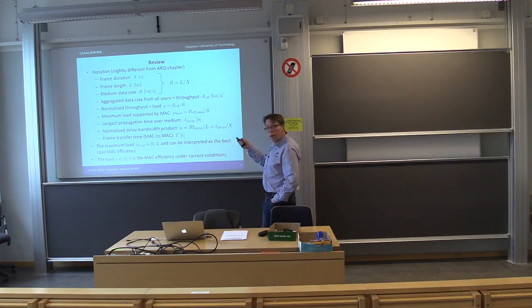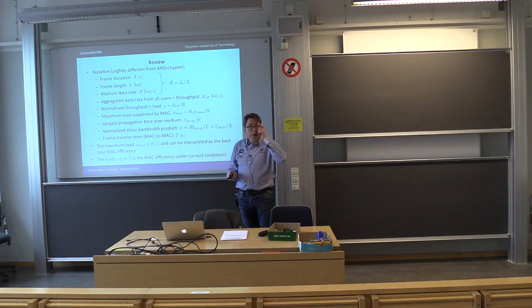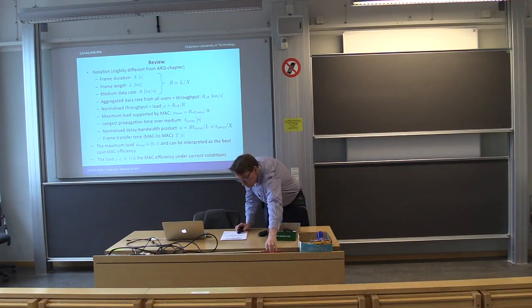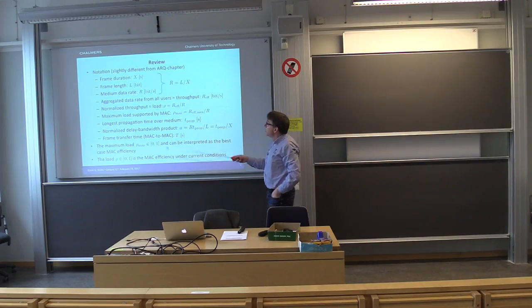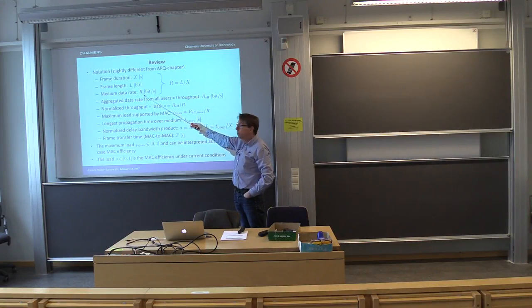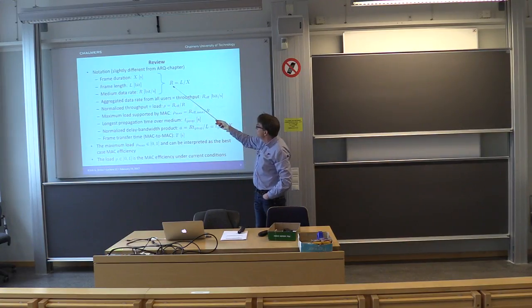So a few slides on review here when it comes to notation and changes from earlier. The notation now is slightly different from the ARQ chapter. So now frame duration in seconds is called X, the frame length in bits is called L, and the medium data rate is called R. That's the same, I guess, as before, and that's in bits per second. So that means that the rate at which we transmit frames is L divided by X. Okay, so good equations to remember.